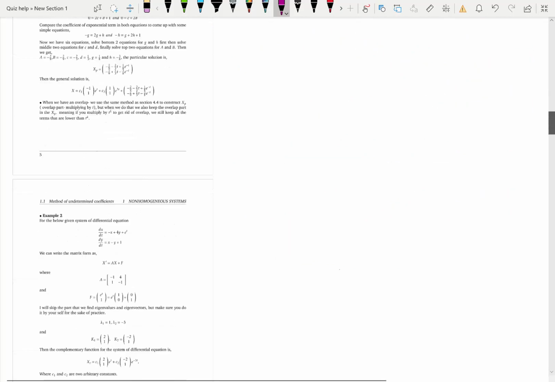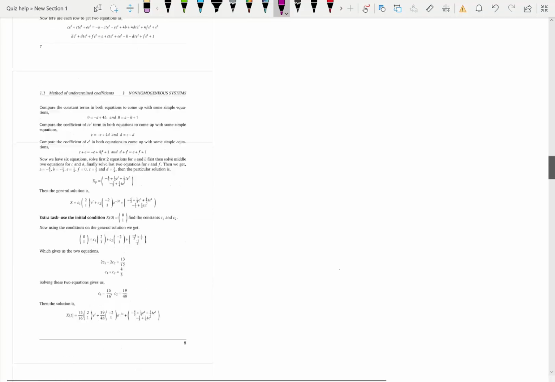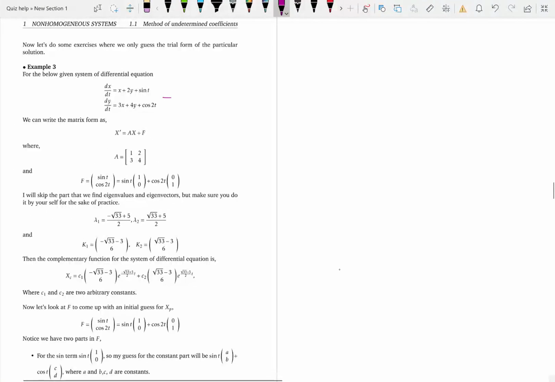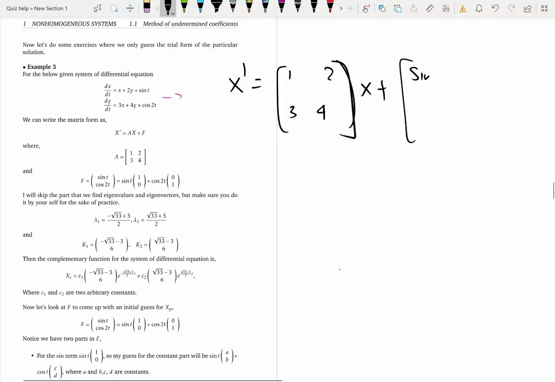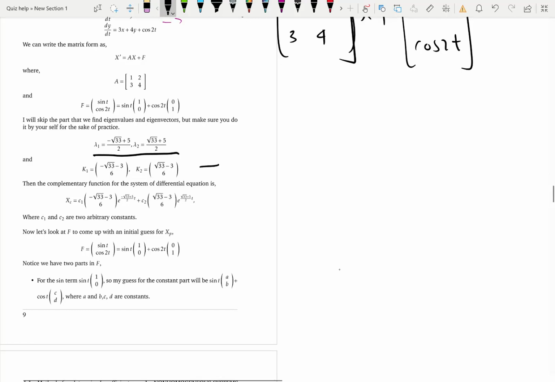Let me show you another example where we do not have an overlap, a trigonometric one. Here we have a system of differential equations. Let's write it. X prime is equal to the matrix 1, 2, 3, 4 times x, and the f is sine t, cosine 2t. Now let's write the eigenvalues. The eigenvalues are very complicated roots. Look at the roots, and the eigenvectors are given here, and the general solution is also given here.